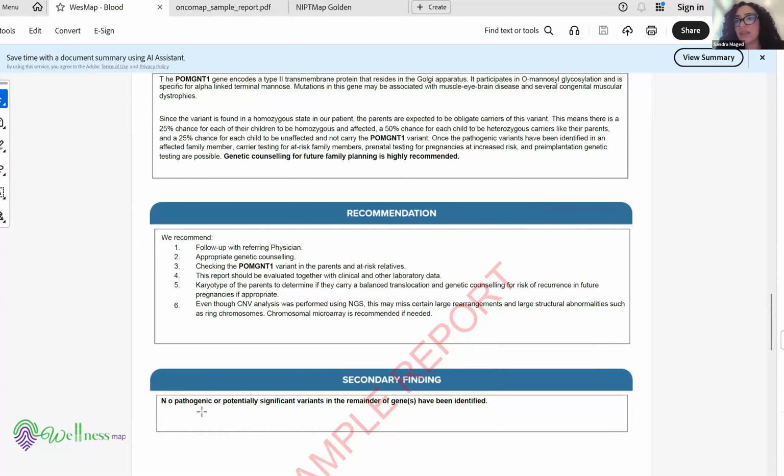Then whether there is a secondary finding or not. For example, the sample report doesn't have a secondary finding. However, when we are doing whole exome sequencing, it is sometimes the genes that we're looking at that are specific to this type of disease. We can see other secondary findings that are not specific to the disease that we are sequencing for. So sometimes we can find the secondary finding and it will be put in that section.